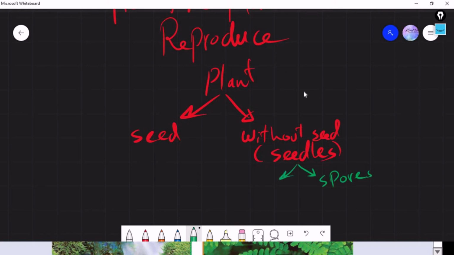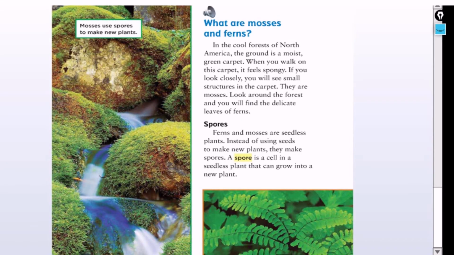And we have other ways we will take another time, inshallah, like by stem, by roots, by leaves. We have other ways to reproduce. But today we will focus on the spores. What are the spores, which plants have spores, and how do these plants with spores live and make other plants? Okay, let's come back to the book to understand this part.